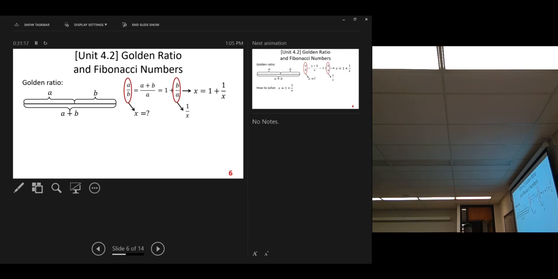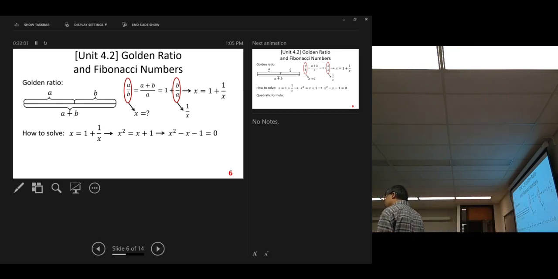Let's simplify that equation and solve it. Let's multiply X on both sides to eliminate the denominator. We get X squared equals X plus 1. Can you solve this equation? Quadratic equation. Do you know how to solve it? Move X squared to the other side and make it all equal 0. After we move to one side, how to solve? Good, you know the formula.